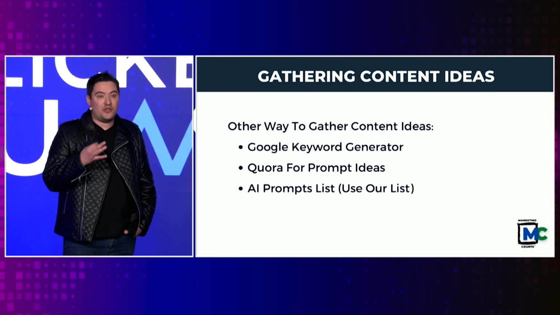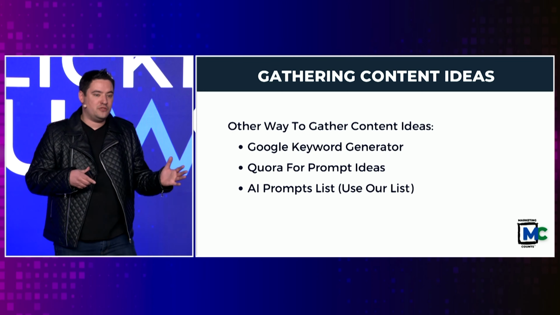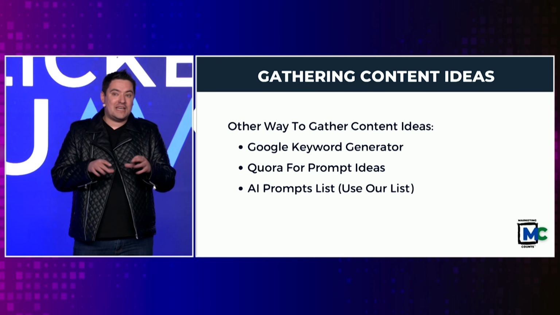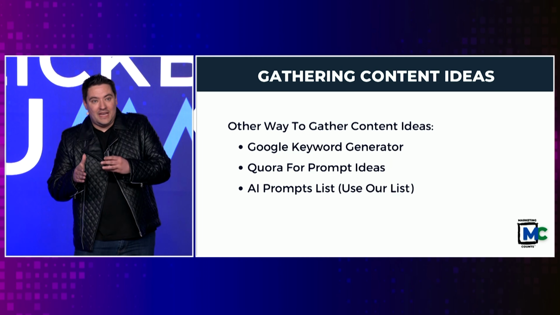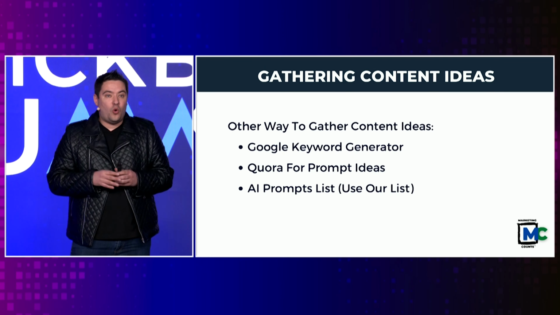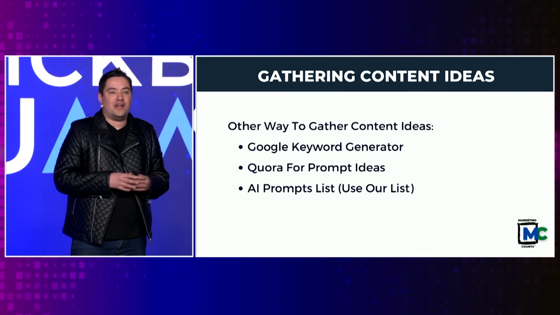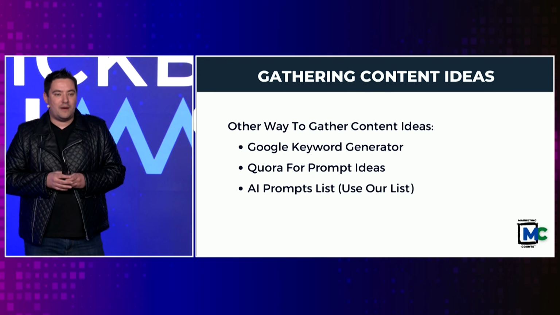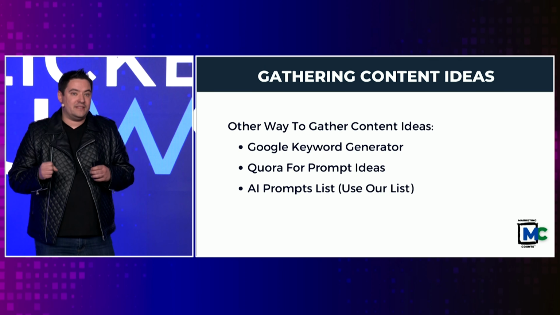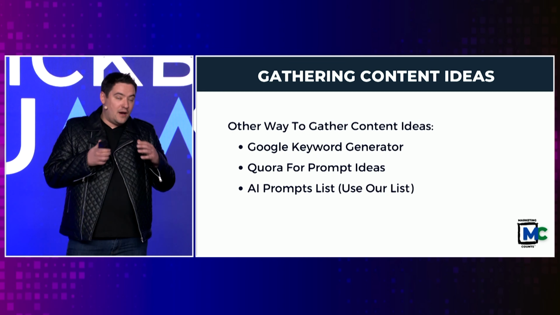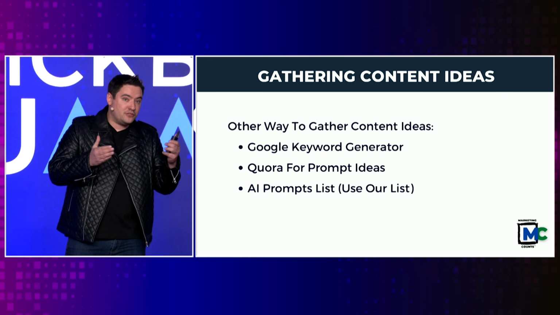Now, here are 3 other ways to gather content ideas if you don't want to use AI all the way. You can go into Google and simply start typing in, dog training, and then watch all the results that come in, or cordless paint sprayer, or whatever it is you're marketing or selling, like health supplements, and then see all the keywords. Google will also say things like, people also searched for this.